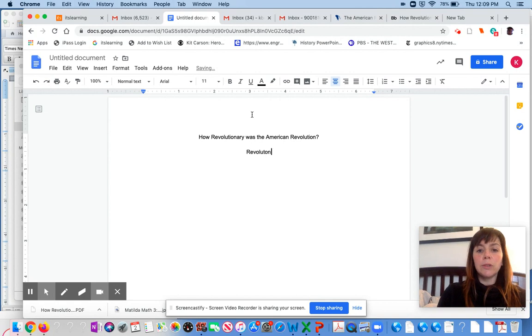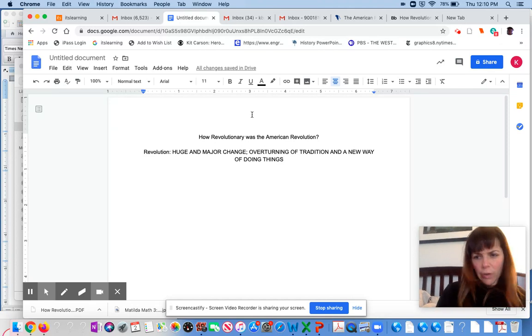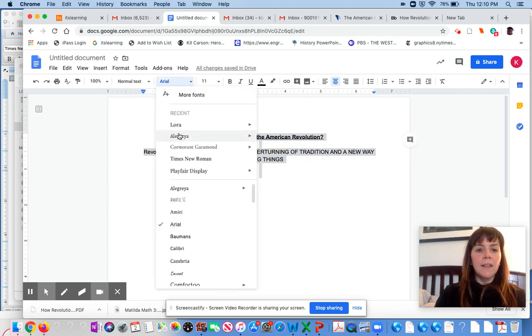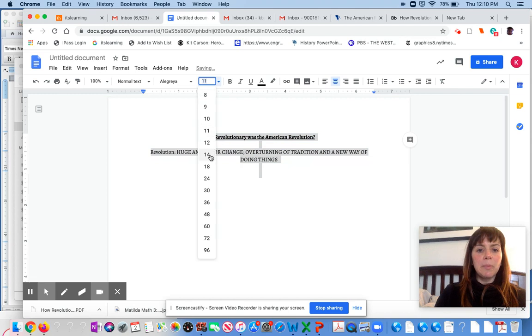So when we talk about revolution, what we're really meaning is huge and major change, right? Overturning of tradition and a new way of doing things. Imagine flipping over a table and all sorts of craziness happening. So underline this, make it look fancy for you. I'll change my font, and let's make it a little bit bigger so you guys can see it.